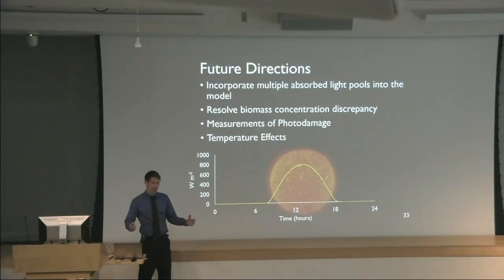So there are a lot of different ways that this research could go, but some specific future work that I've sort of alluded to in the presentation are, first off, incorporating multiple pools of absorbed light to possibly further explain some of the flashing light results. Next is to resolve the issue with the biomass concentration work. There are some ways that you can try to tease out whether, if you make the attenuation profile the same but at a lower biomass concentration, you could see if there is in fact some effect of this more dense or more concentrated culture.